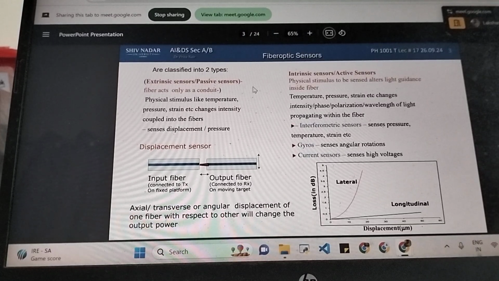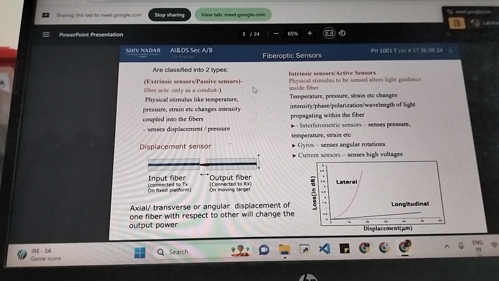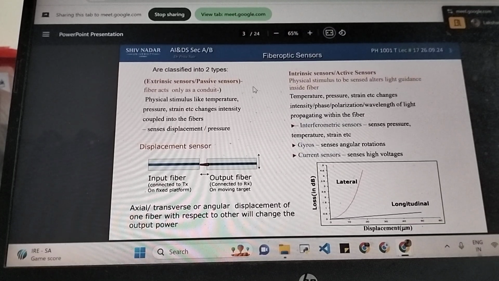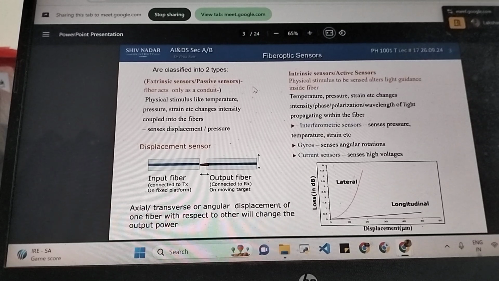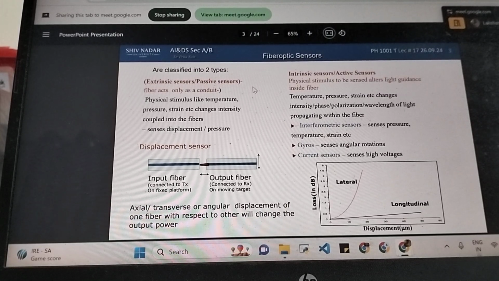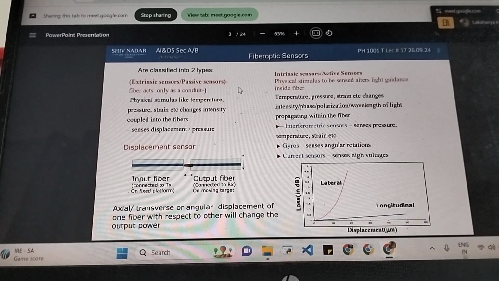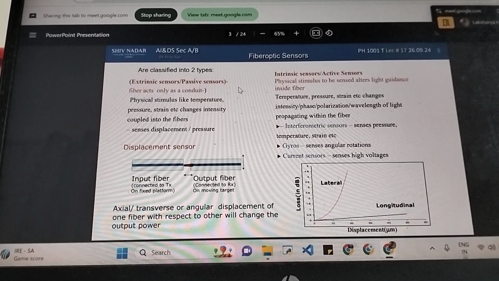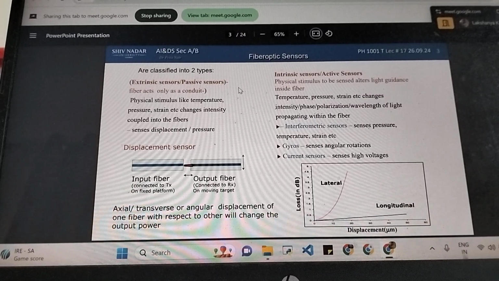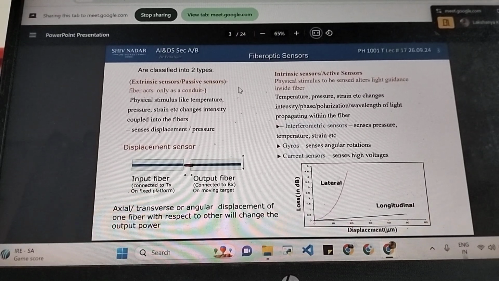So depending upon the P out by P in ratio, we will calculate the temperature new minus temperature old, or the change in temperature. So essentially what your extrinsic sensor does is, it makes sure that the inherent properties of the light do not get altered, only the power output changes, and the power output is what you use to measure the change in the physical quantity in case of an extrinsic sensor.